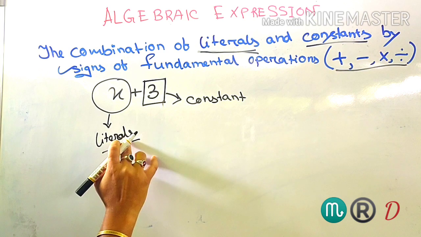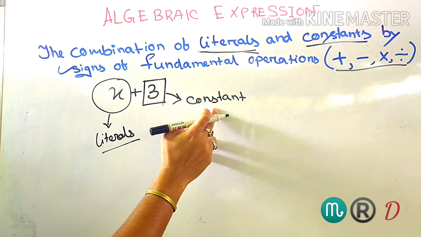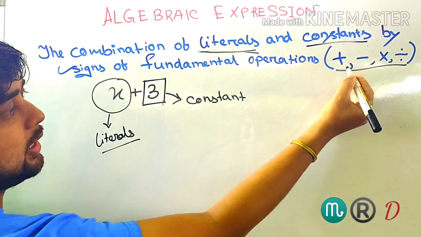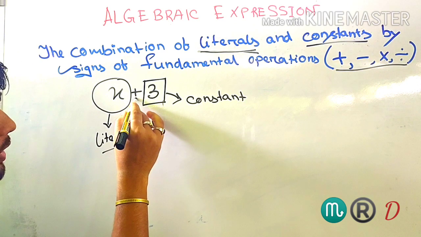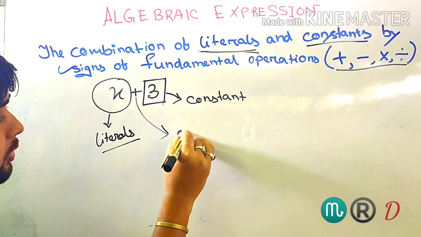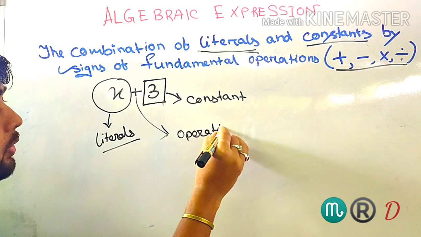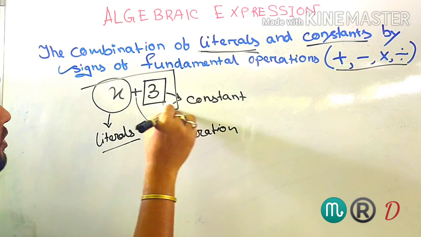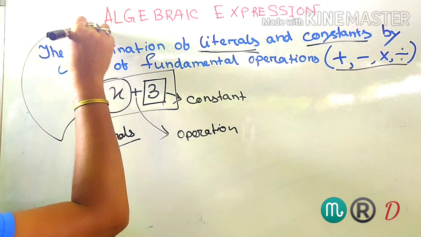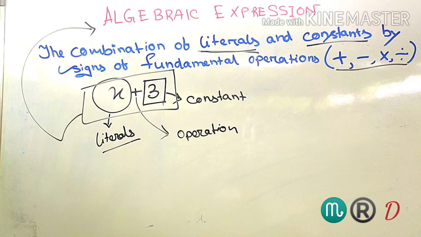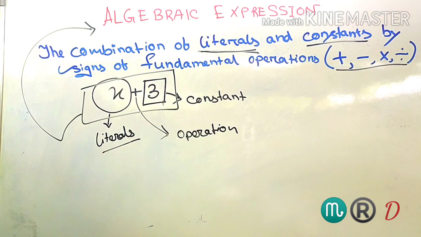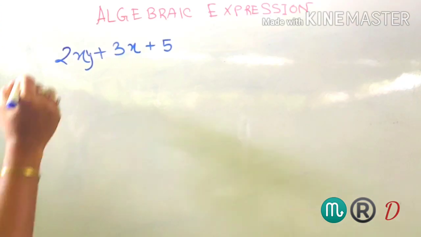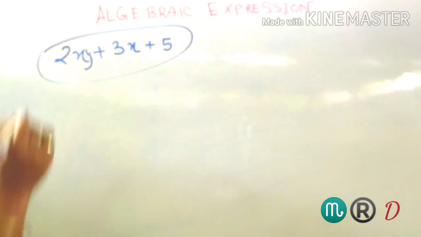This is your constant which has a fixed value. So this combination of literal with constant by a fundamental sign, either plus, minus, into, divide. Here we have used the plus sign. This is the fundamental operation. So this combination x plus 3 is an example of an algebraic expression, where x is the literal, 3 is the constant, and the operation is the addition sign.